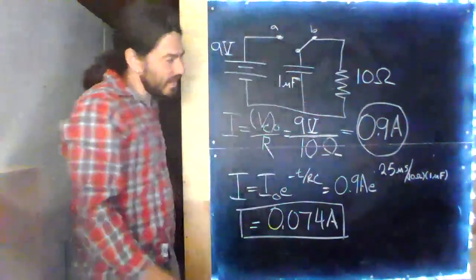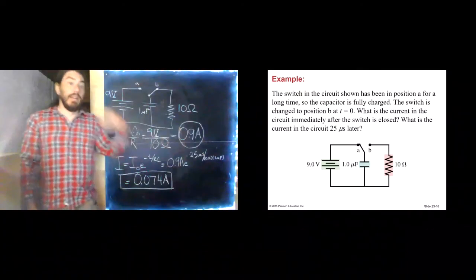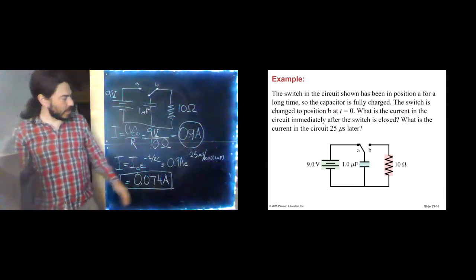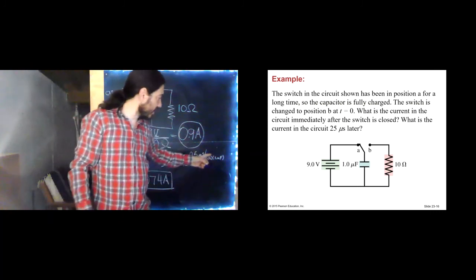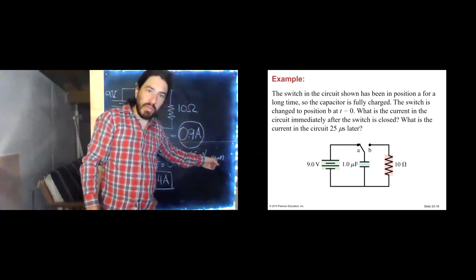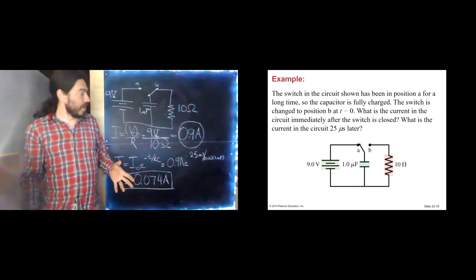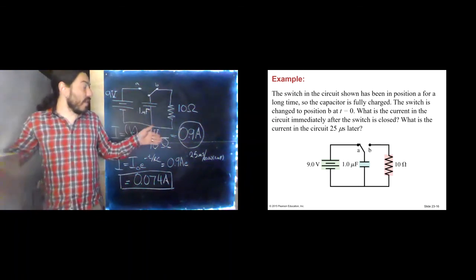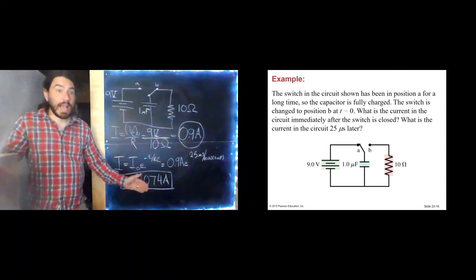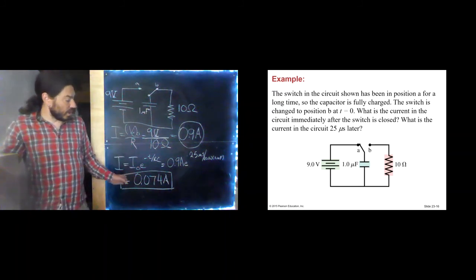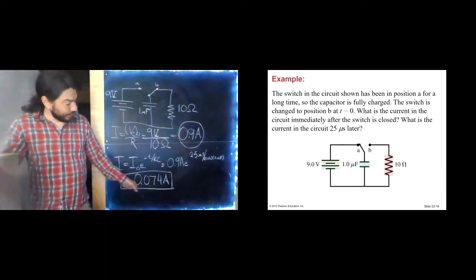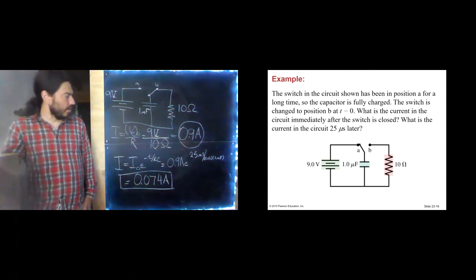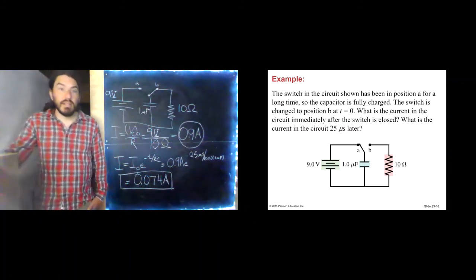All right, let's take a minute and see if that makes sense. Is it less than 0.9? Yes, it is. How many time constants have passed? Well, the time constant for this circuit is 10 ohms times 1 microfarad. So the time constant for this circuit is 10 microseconds. So about 2.5 time constants have passed in this circuit. And so we should expect something, you know, fairly small, and indeed this is. This is less than 10% of the original current. So I think this makes sense. It all jives.